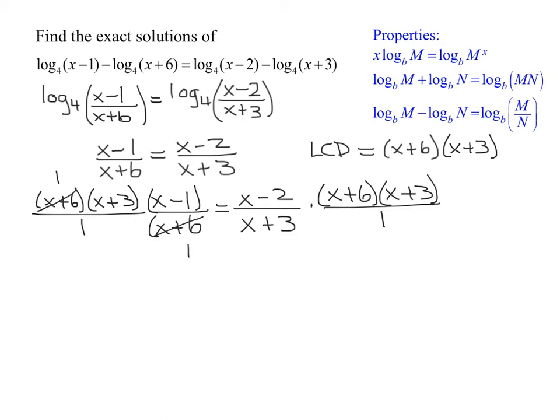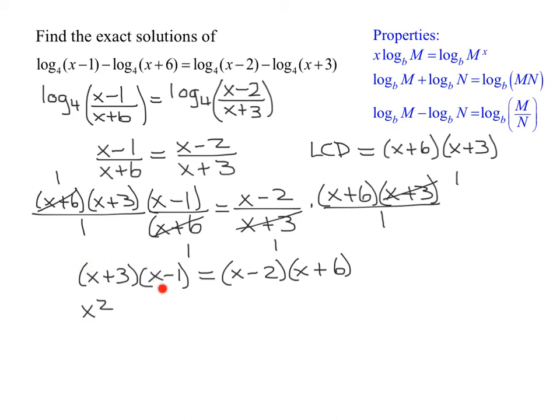x plus 6 goes with x plus 6. x plus 3 reduces with x plus 3. So on the left-hand side, I'm left with x plus 3 times x minus 1, equals on the right-hand side x minus 2 times x plus 6. Now we have to FOIL this out. On the left-hand side, first, x times x is x squared, negative x, and plus 3x and minus 3. Remember, FOIL: first, outer, inner, last. Do exactly the same on this side. And what do I get? I get x squared plus 6x minus 2x minus 12.